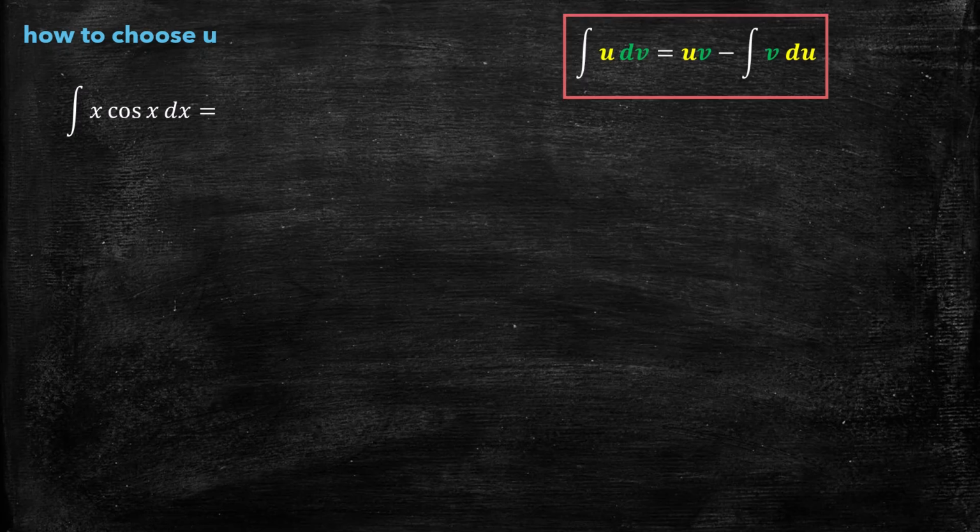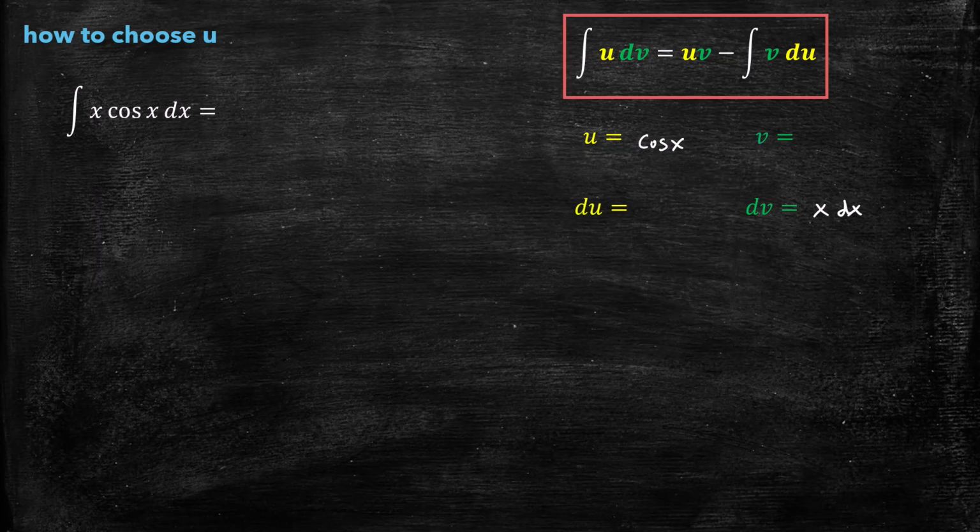Let's talk about how to choose which function is u and which piece is dv. So let's take the integral of x cosine x dx again. Here's the formula, and this time, remember we made u equal to x the first time around. Let's try making u equal to cosine x. And then dv would be x, and don't forget the dx. All right, and then du, that's not too bad.